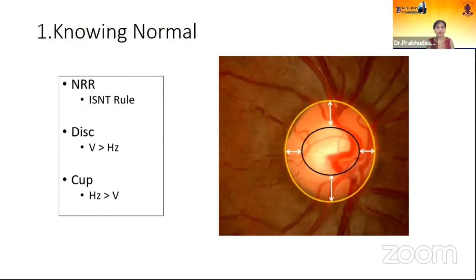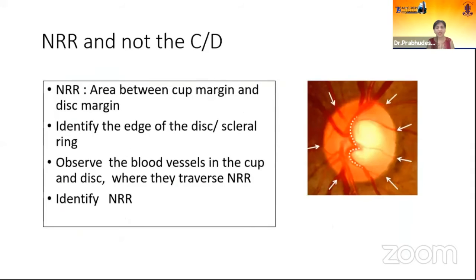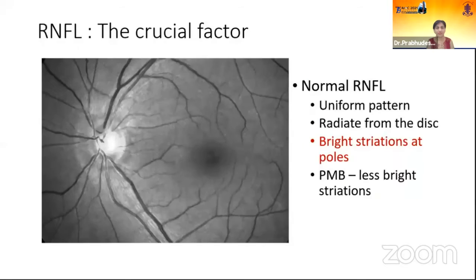So most important is to know how a normal optic nerve looks. It follows the ISNT rule. Disc vertically is more than horizontal, whereas cup is horizontal more than vertical. Always remember there is physiologic variation, and all high CDs may not be glaucoma. Identifying NRR is very, very important, because this is the area of healthy tissue in any given optic nerve head. RNFL is the crucial factor.